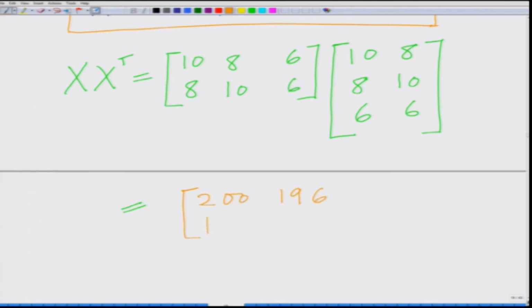So, this is of course going to be a 2 cross 2 matrix, 196, 200, and this is basically your x x transpose, where x is the pilot matrix. So, first we are computing the matrix x x transpose. Now, next of course, we have to compute x x transpose inverse.